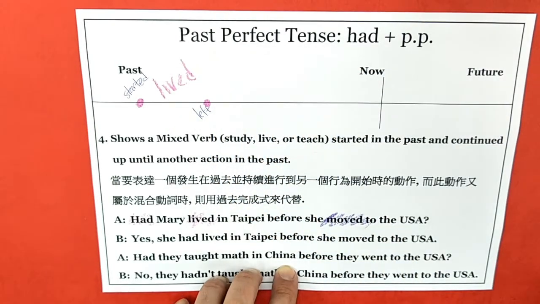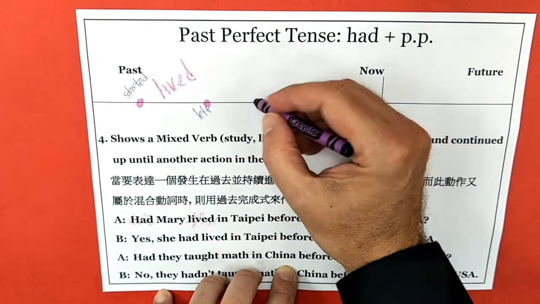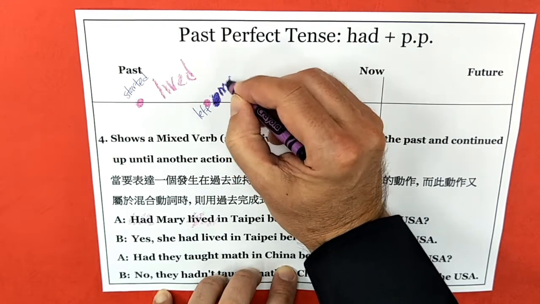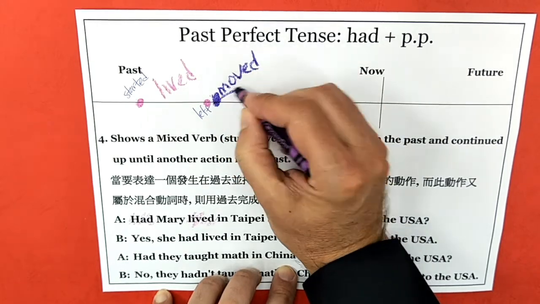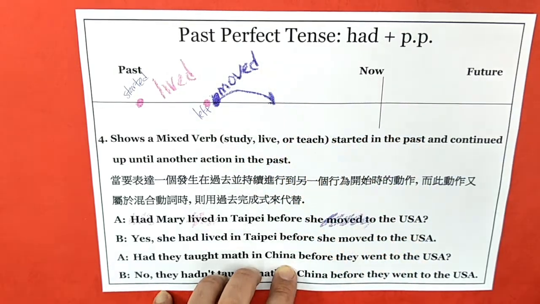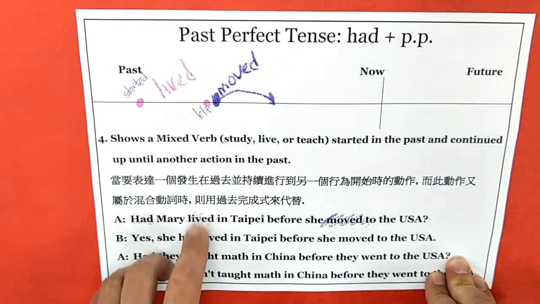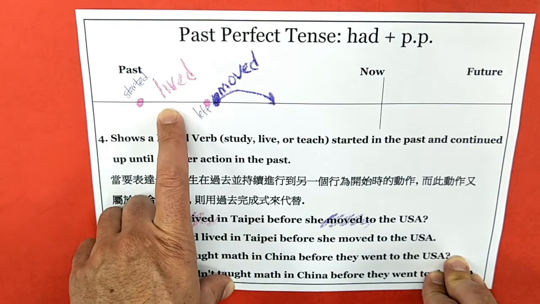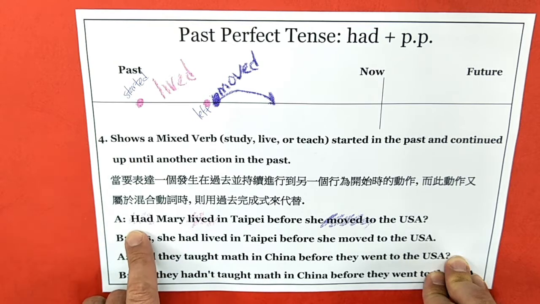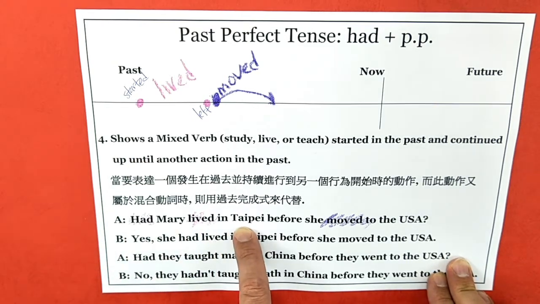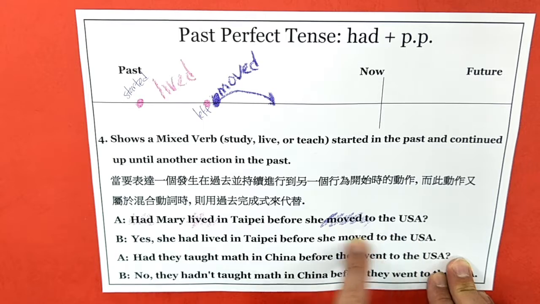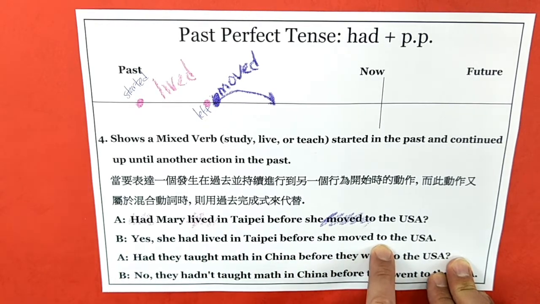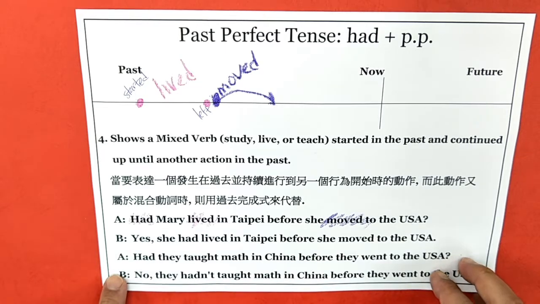And when she left Taipei, she moved to the U.S. So she moved, and she's still probably living in the U.S. Okay? So, live is a very special verb. It's a mixed verb. Okay? So again, had Mary lived in Taipei before she moved to the USA? Yes, she had lived in Taipei before she moved to the USA.